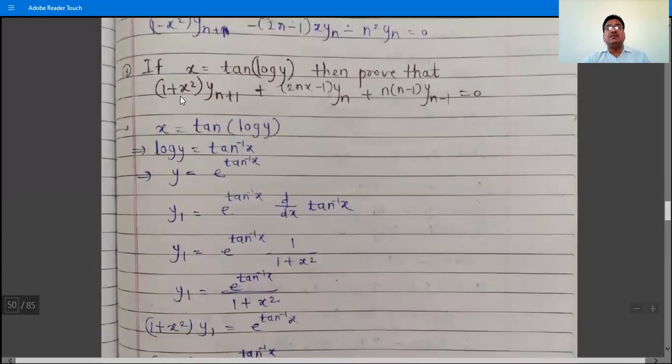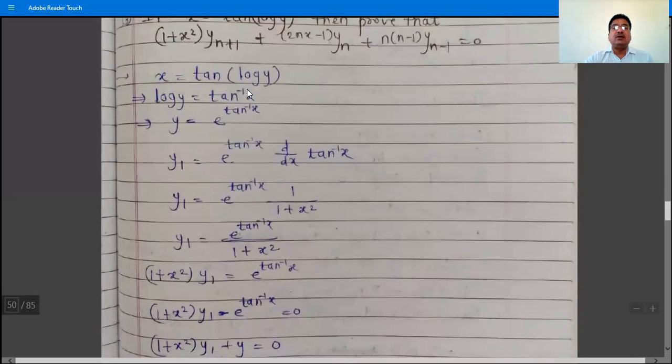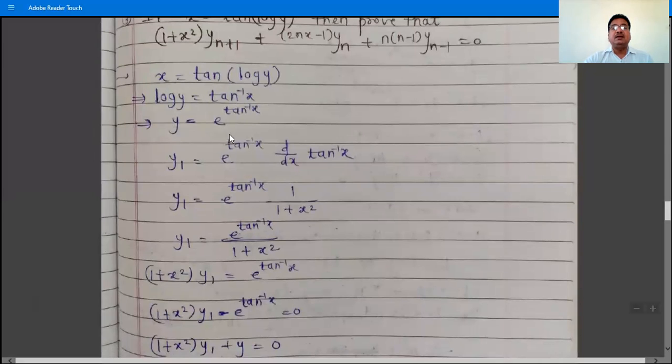So the next example is x is tan log y. Then we have to prove this. So x is tan log y. So we have to find the value of y first. So shift the tan to LHS. So we have tan inverse x is equal to log y. That is, log y is tan inverse x, and so y is e raised to tan inverse x.